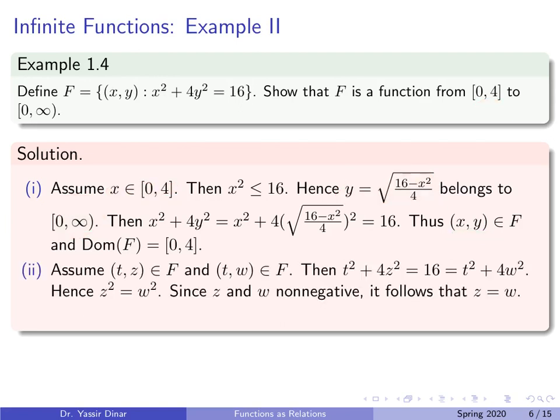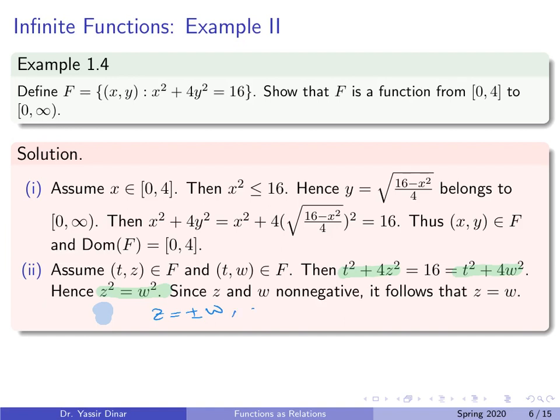Now we take two pairs and we assume they are in the relation f. So we'll assume that we have a pair (t, z) in the relation f, and another pair with the same first coordinate t, but a possibly different second coordinate, here w, in the relation f. Now, using the definition of this relation f, the first one means that t squared plus 4z squared is equal to 16, and the second pair being in f means that t squared plus 4w squared is also equal to 16. These two values are equal. With the cancellations, it will give me z squared is equal to w squared. But z squared equal to w squared, it means what? It means that z is equal to plus or minus w.